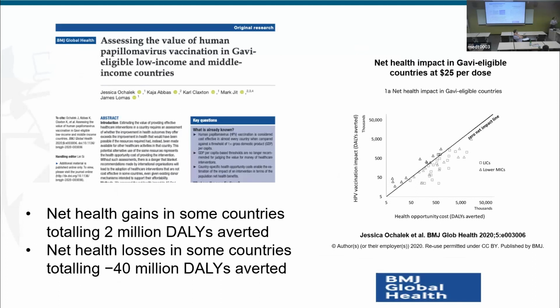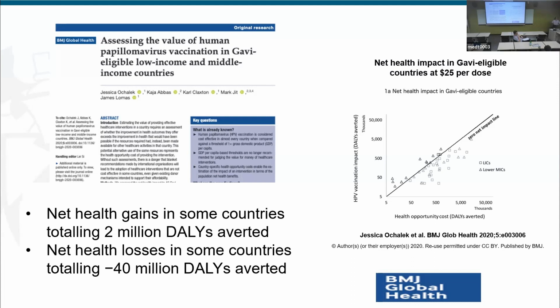And these are the results. So looking at the first question, which is whether this would be a beneficial use of resources at the market per dose procurement price, if we plot the health opportunity costs in terms of DALYs averted against the HPV vaccine impact, also in terms of DALYs averted, we have then the zero net health impact line, which is where the vaccine is not generating a net health benefit, neither is it generating a net health loss. And so for the countries where it would generate a net health loss, these are all the countries that fall below that line, which have gray markers here.